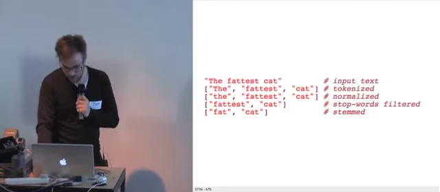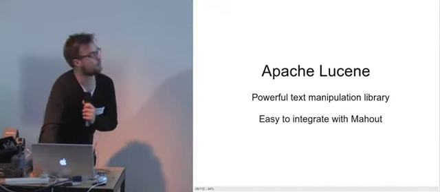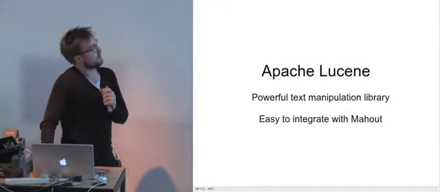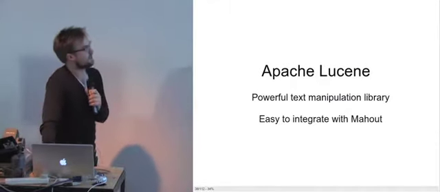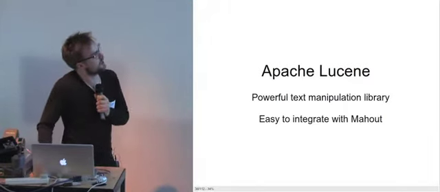So what we use for this is another fantastic Java library called Apache Lucene, which is used for making search engines, basically, and it has loads of text manipulation tools for doing all this. It's fantastically easy to integrate with Mahout, which is nice, because they're both Apache projects.